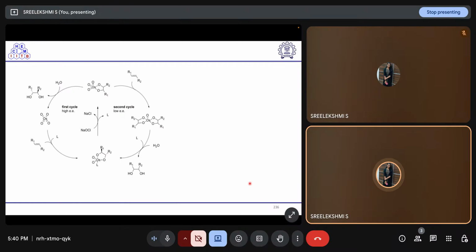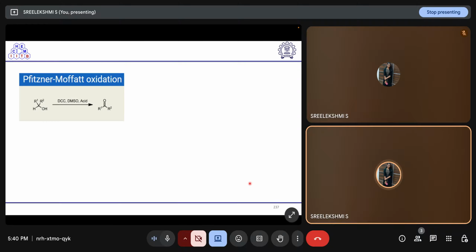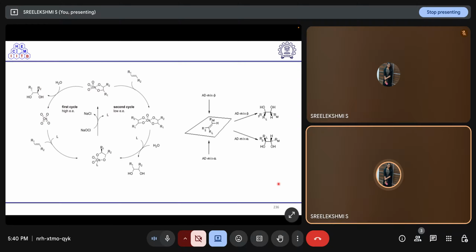So this is the mechanism of this reaction. If it is AD-mix alpha, it will attack from this face, and we will be getting this kind of stereochemistry. And if it is AD-mix beta, it will attack from this face, and we will be getting this product.